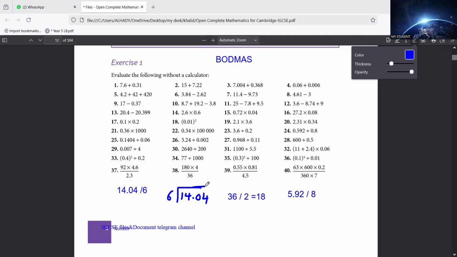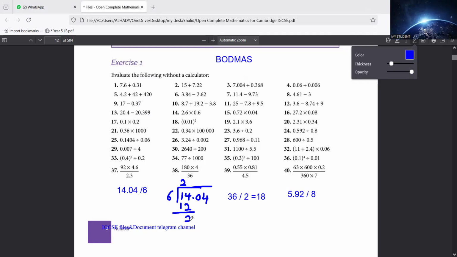Do we have 14 in table 6? No. What is the first number less than 14 that we have in table 6? 12. Yes. Then 12 divided by 6 equals 2. Then we subtract. 14 minus 12 is equal to 2.